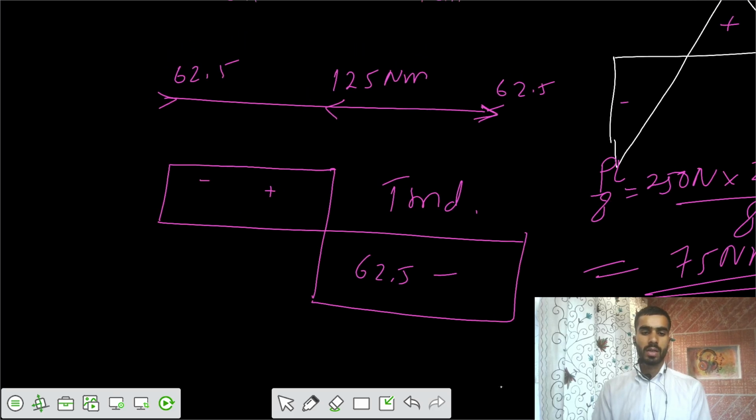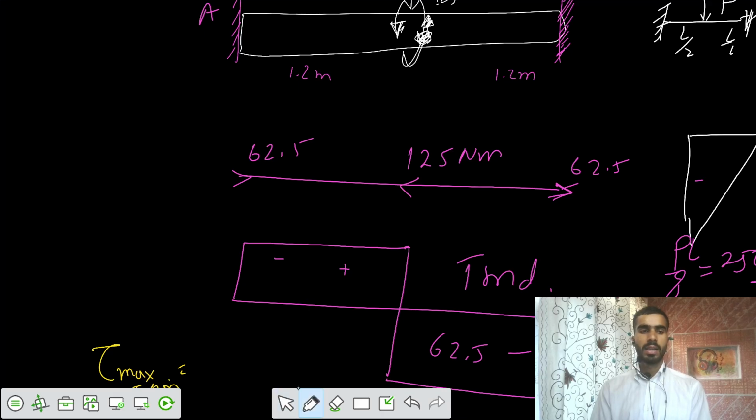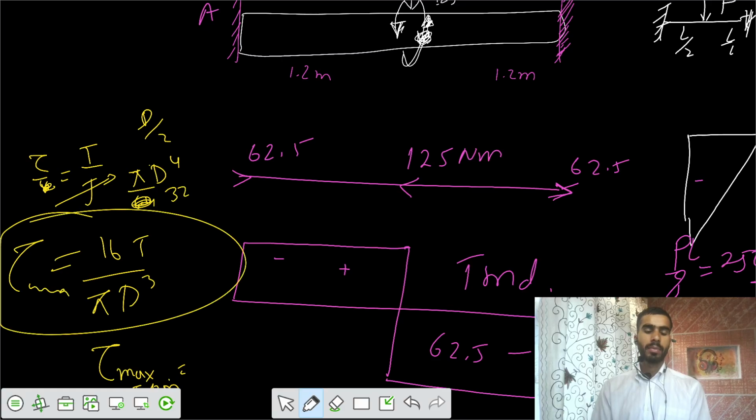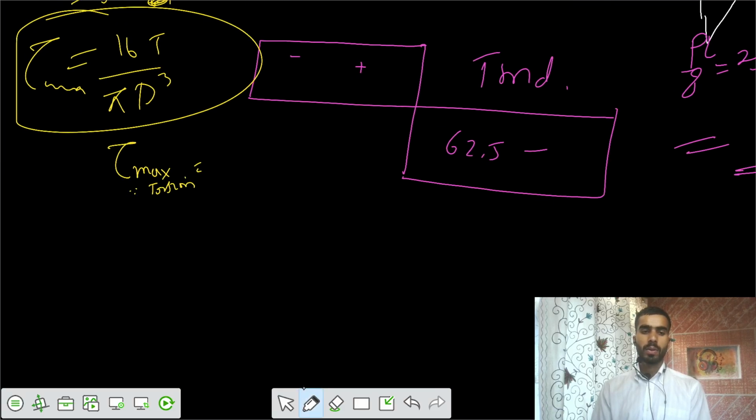Now similarly, because of the torsion you have twisting, and you have the shear stress tau max. What is that value of tau max? Because of torsion, that equals TR by J. If you directly write tau by R equals T by J, the value of J for the circular shaft is pi d to the power 4 by 32. That's the polar moment of inertia, and the value of R would be d by 2. So you got tau max equals 16T by pi d cube. You can directly remember this one.